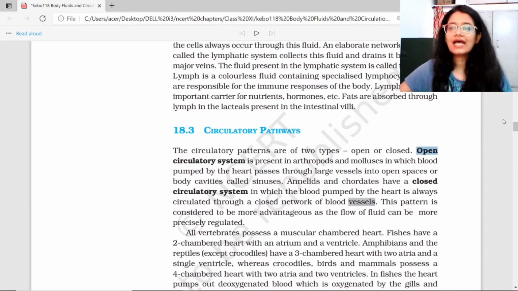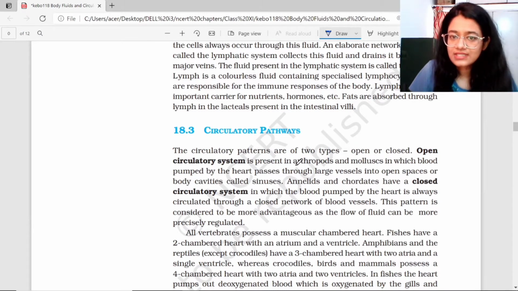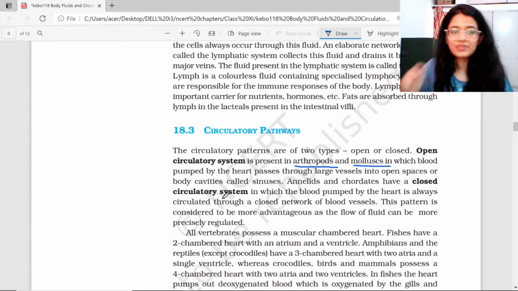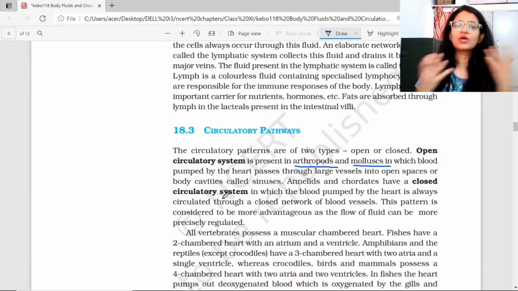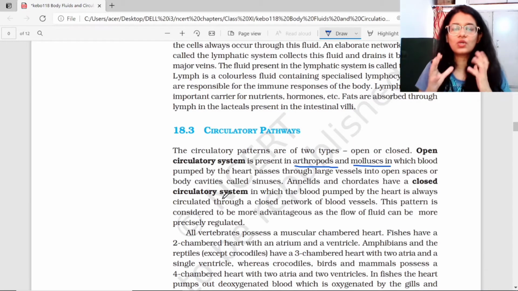Now here, as you can see, it is written that open circulatory system, they have given examples, is present in arthropods and molluscs, in which blood is pumped by the heart and passes through large vessels into open spaces. So basically in the closed circulatory system, we will be having proper arteries and veins. A closed network of blood vessels will be there, inside which the blood will be flowing, whereas this is not the case in the open circulatory system.